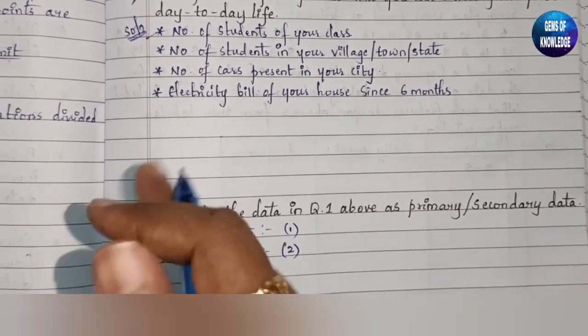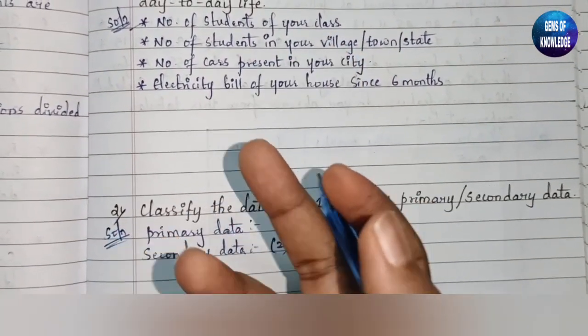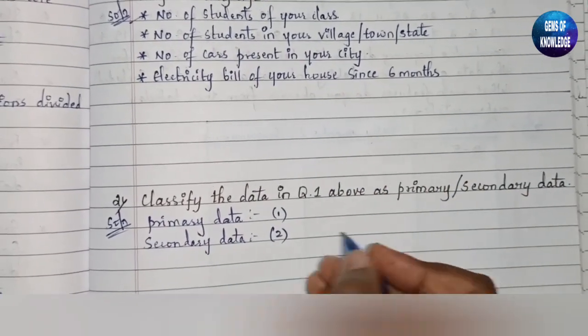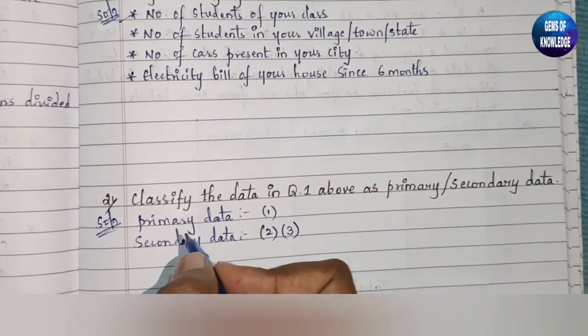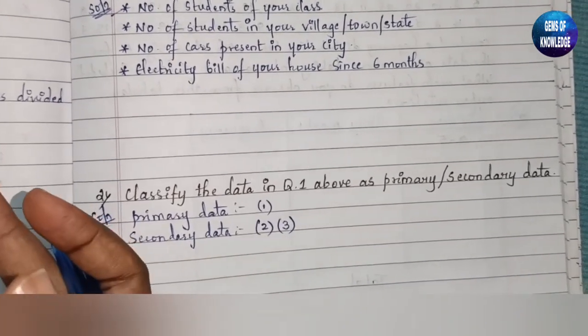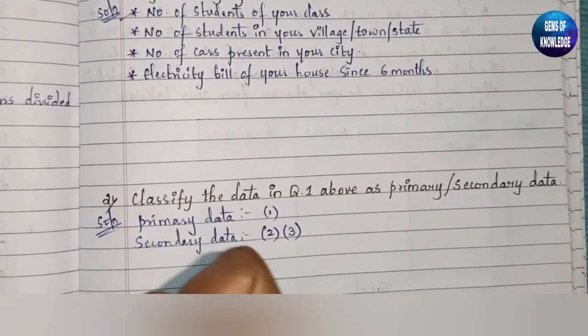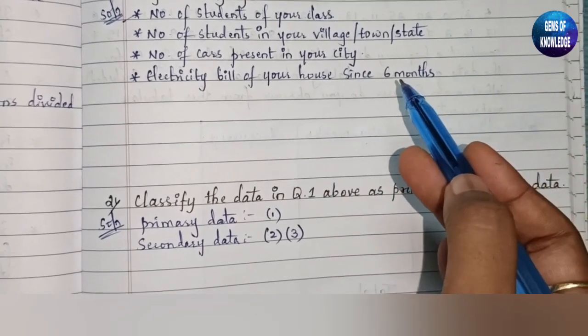Number of cars present in your city. This is also difficult for you to find out, how many cars are present in your city. So this also comes under secondary data. You need the help of some other resources to know how many cars are present in your city. Then, electricity bills of your house since 6 months or 2 months.